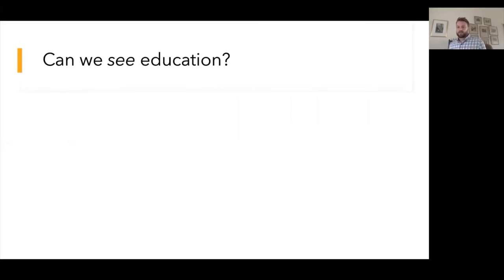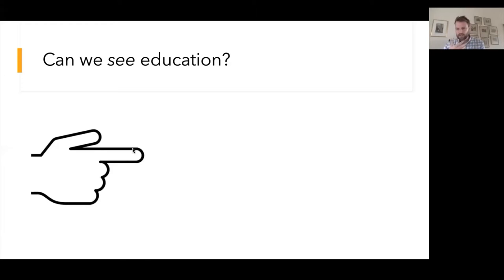So the book opens with this kind of curious question: can we see education? I take it that this question should sound a bit off to people, because we don't often talk about being able to see it. We don't even talk in terms of being able to see it or, for example, to point at it. What does it mean to try and point at education?